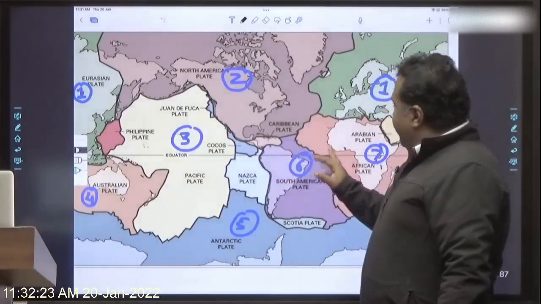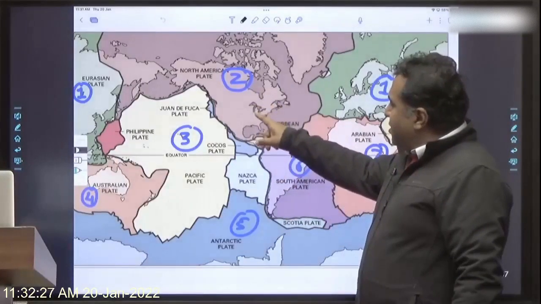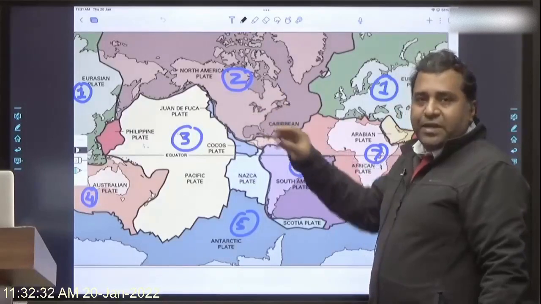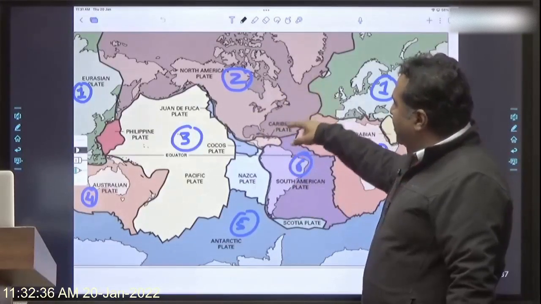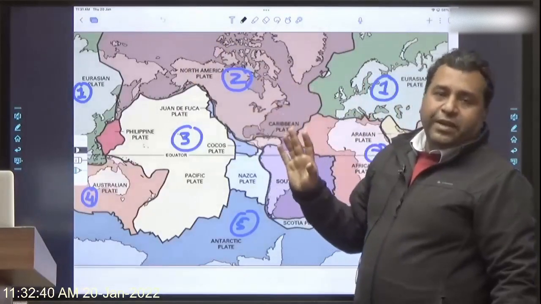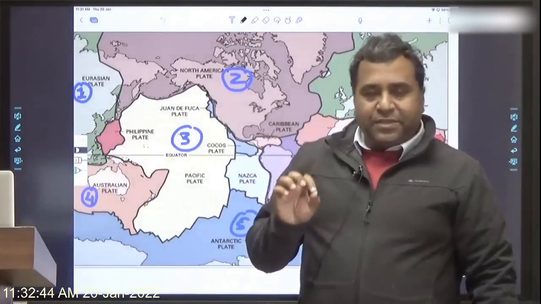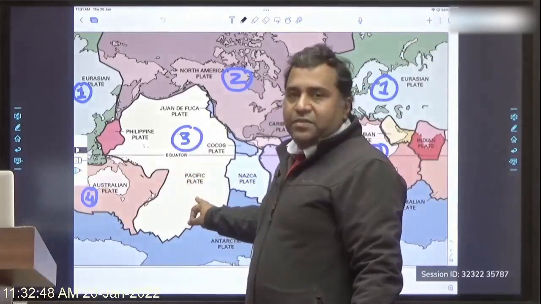Same way in different continents you can see. For example, the North American plate is also called a continental plate as per this NCERT classification, despite the fact that there is Atlantic crust also on it and Arctic crust also on it, but still we'll call it the continental plate. And as per this NCERT classification, there is only one oceanic plate, which is the Pacific plate.